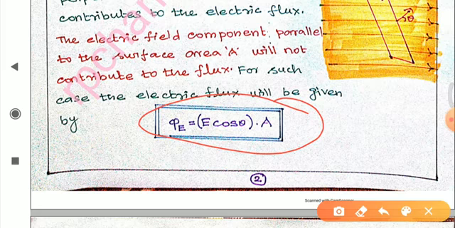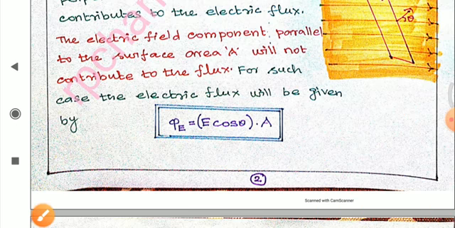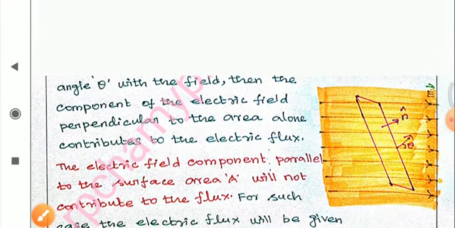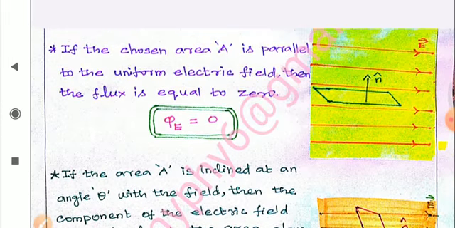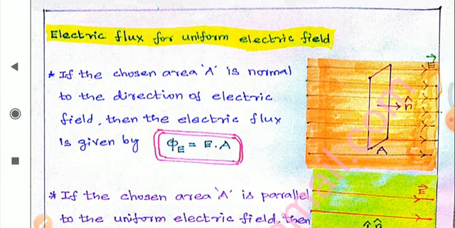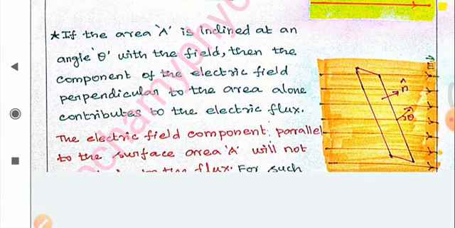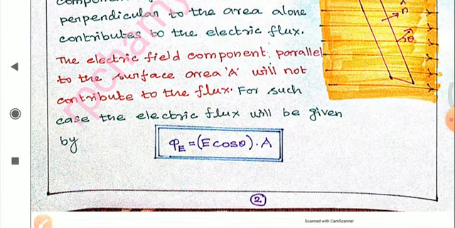In some books we can see that phi is equal to E dot dS cos theta or dA cos theta. A is the area of cross section, and in some books we see dS cos theta. So for finding electric flux, we have to note the orientation of the surface, whether it is perpendicular to the direction of the electric field, parallel to it, or inclined at an angle theta with it.